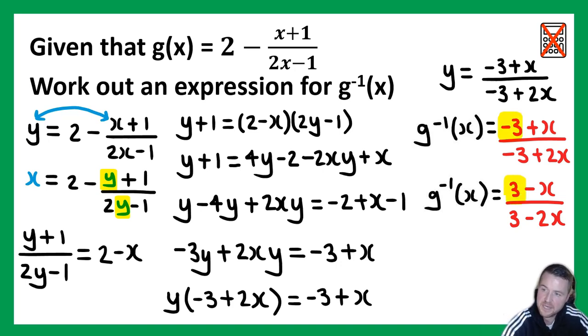3 is negative here, positive here. X is positive here, negative here. It works when you have a division or a fraction, and as our denominator, 3 is negative here but positive here, and the 2x is positive here but negative here.